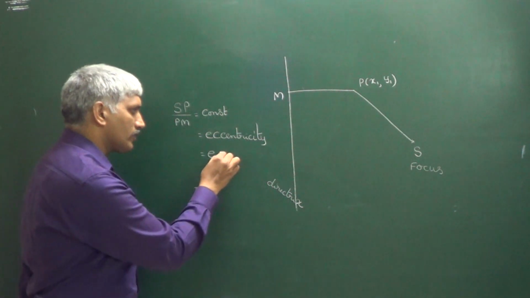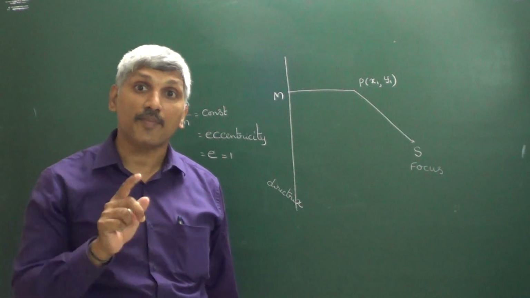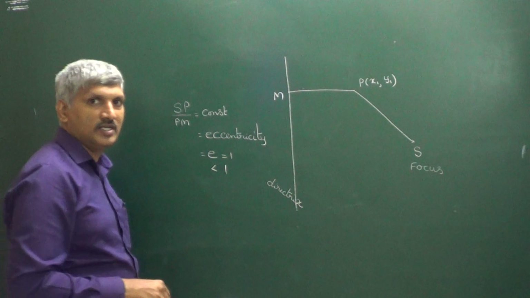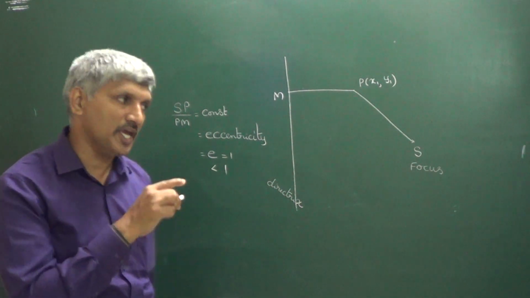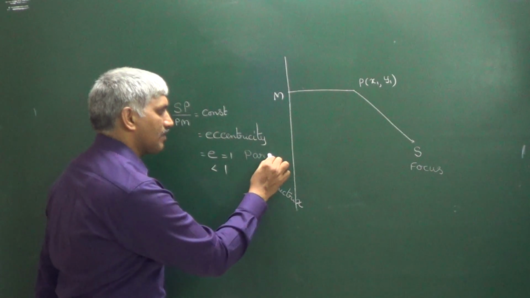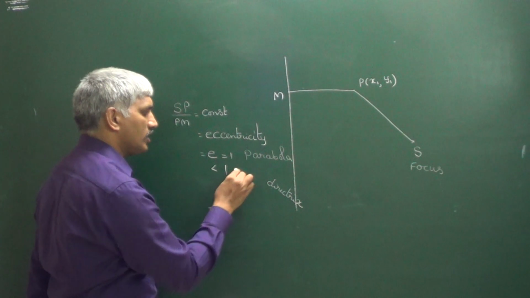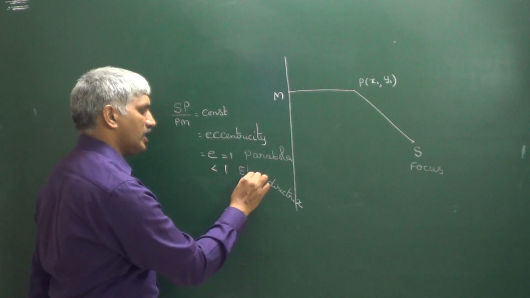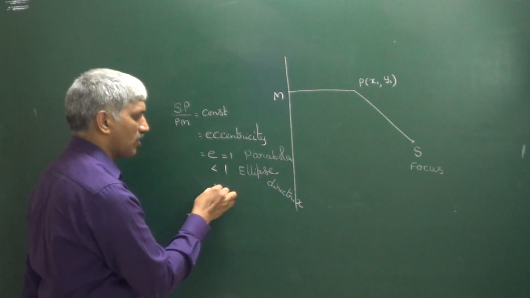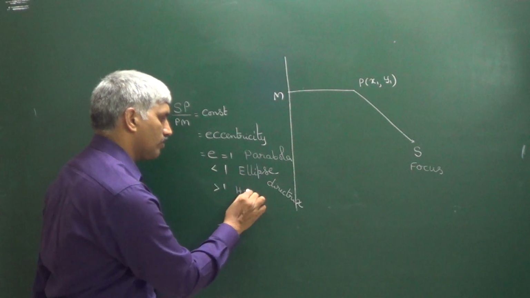If the value of e equals 1, the locus of the point P is a parabola. If e is less than 1, the locus of P is an ellipse. In case e is more than 1, the locus of P is a hyperbola.